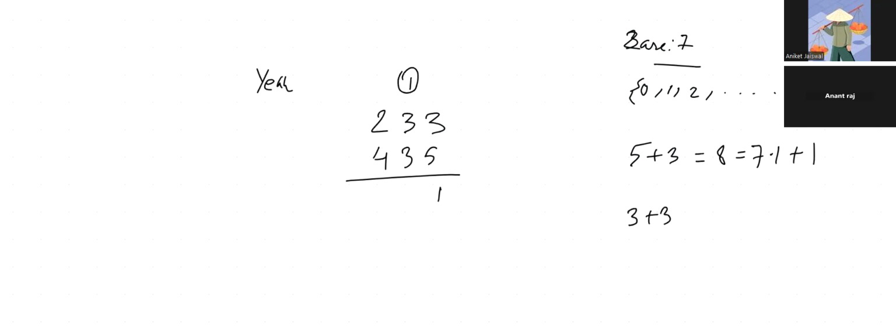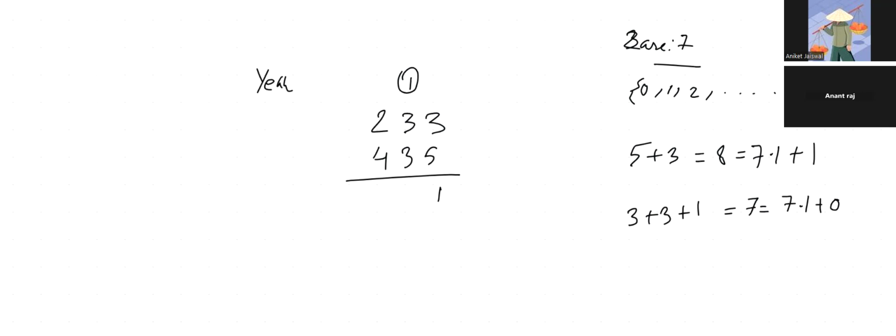Now, what is 5 plus 3? It is 8, which can be written as 7 into 1 plus 1. So you write 1 here and carry 1 here. Now, what is 3 plus 3 plus 1? It is 7, which is written as 7 into 1 plus 0. So we have to write 0 and carry 1.